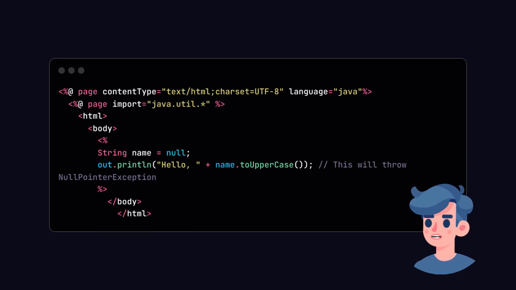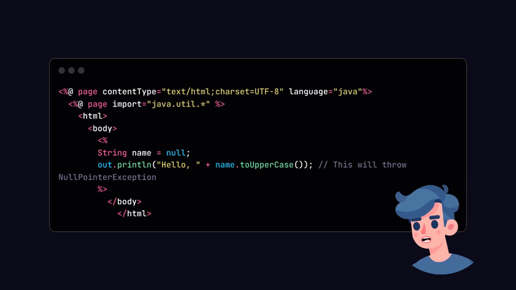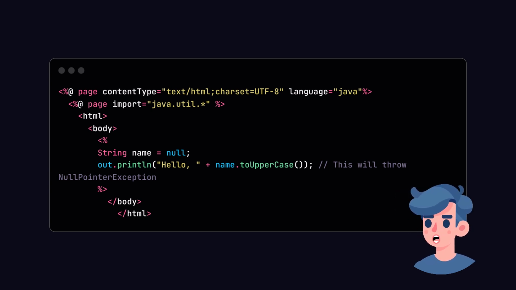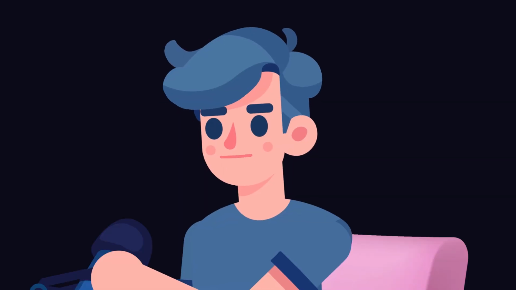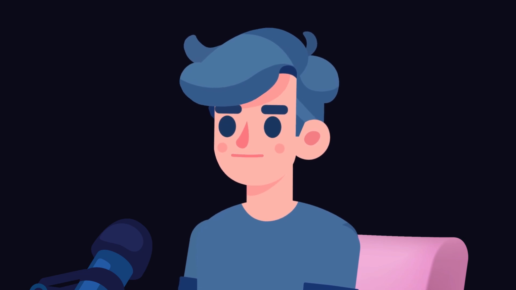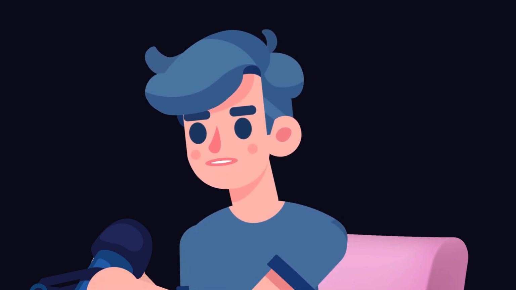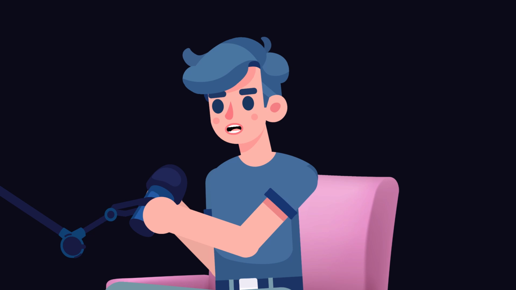Now let's move on to runtime exceptions. These errors occur while the JSP page is executing, such as when you try to access a null object. Let's look at an example. In this example, we attempt to call toUpperCase on a null string, causing a null pointer exception. This will stop your JSP execution and present an error page.